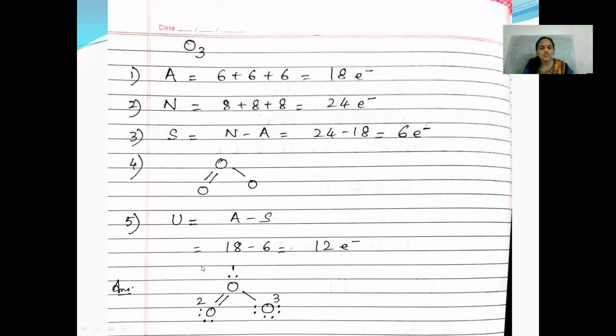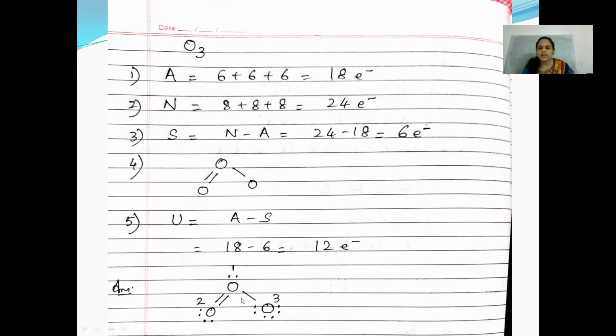Then you will calculate the unshared electrons, that is U. U equals A minus S. That is 18 minus 6 equals 12. So you need to show 12 unshared electrons on the oxygen atoms. So you will write the skeletal structure, and you will see that each oxygen atom should complete its octet. Look at oxygen atom 1. I have taken the top, middle one as oxygen atom 1, on the left hand side oxygen atom 2, and on the right hand side oxygen atom 3.